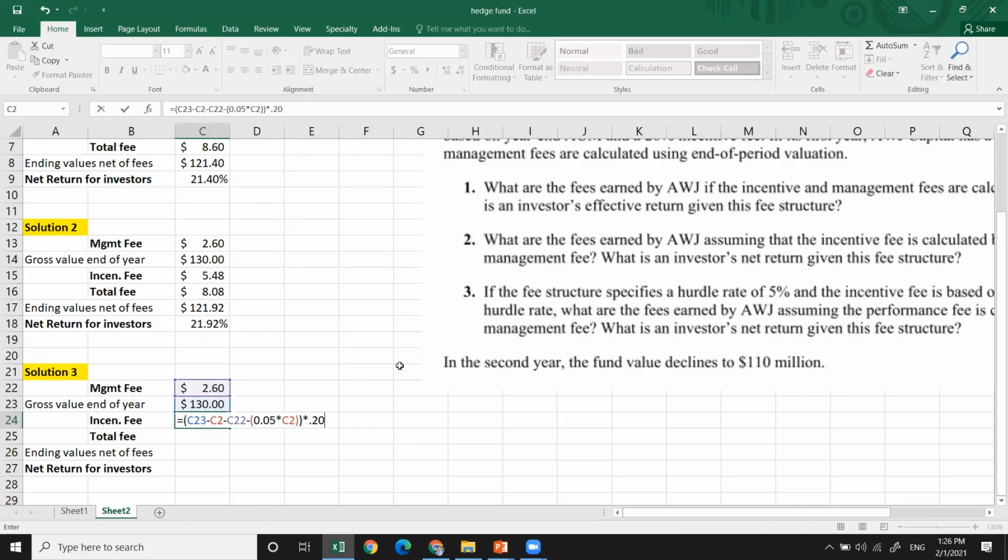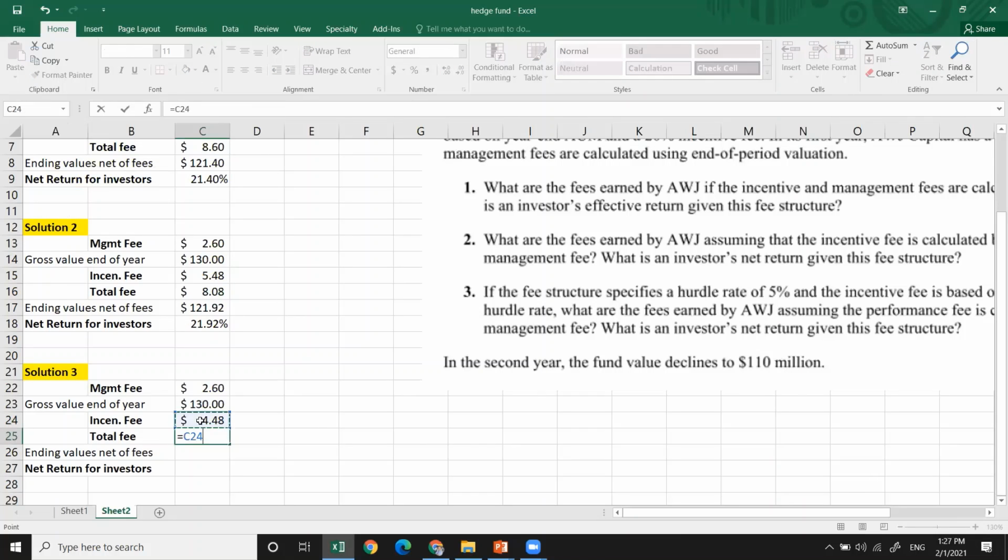This is what we did in the previous example last time in class, and I gave you the activity. We know the condition, which is a hurdle rate of 5%, and the incentive fee or performance fee is estimated based on net of the management fee. And this is what we get, 4.48 million.